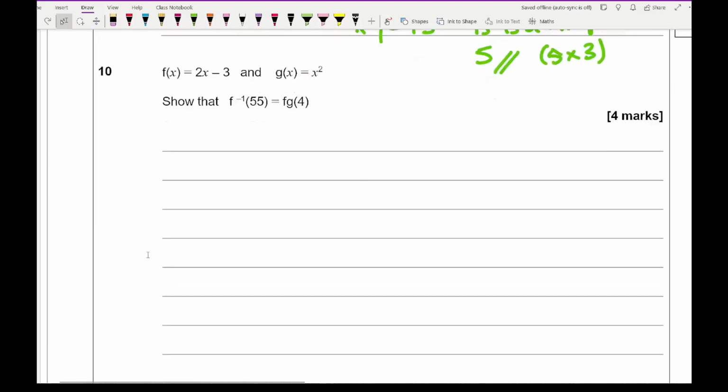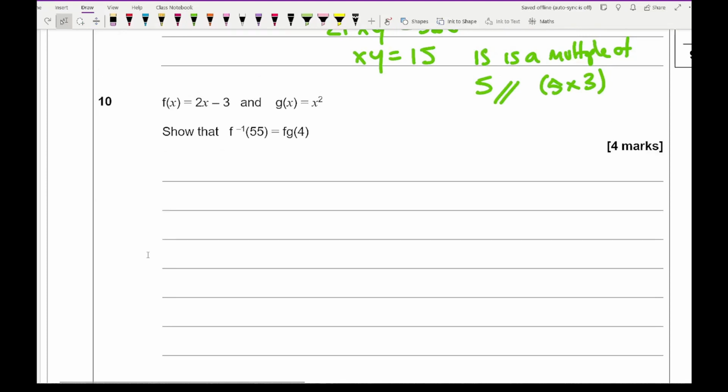Then for question 10, it says f of x equals 2x minus 3 and g of x equals x squared. Show that the inverse function of f when it's 55 is equal to the composite function fg of 4. So first things first, what we need to do is work out the inverse function.